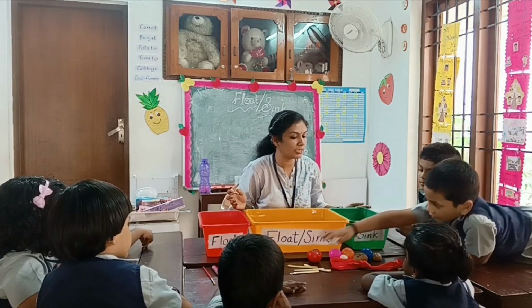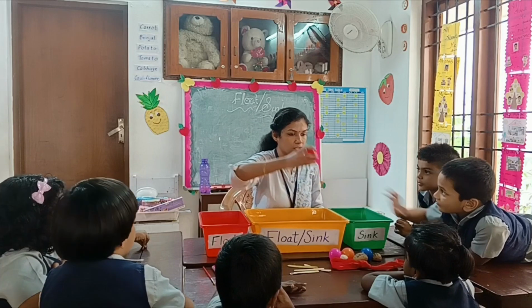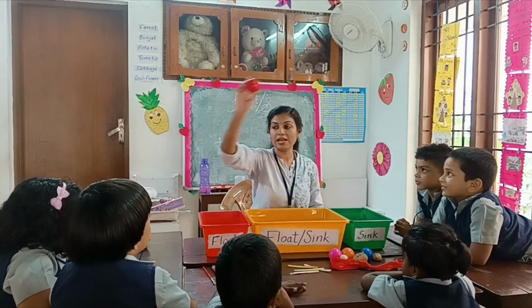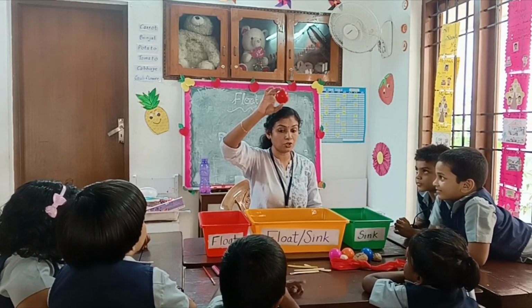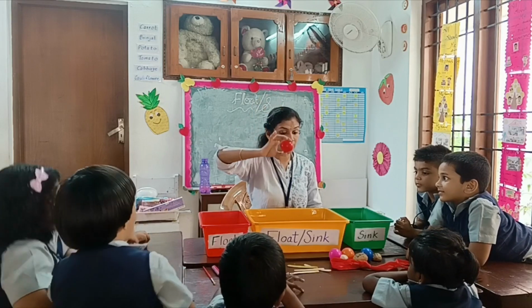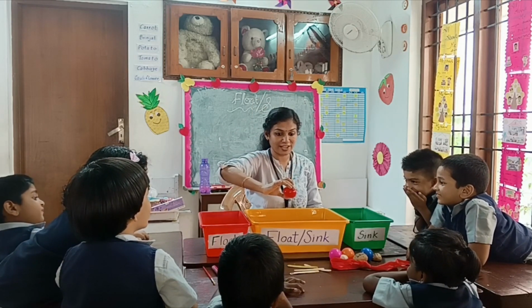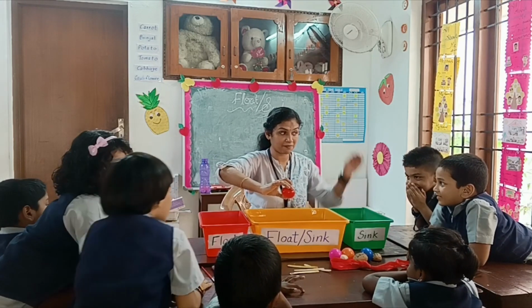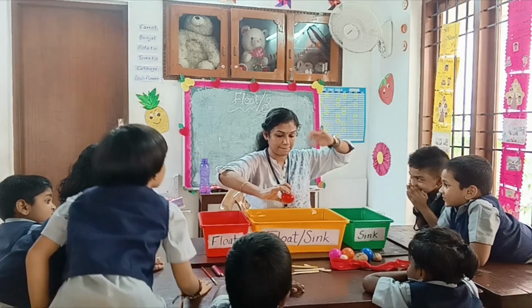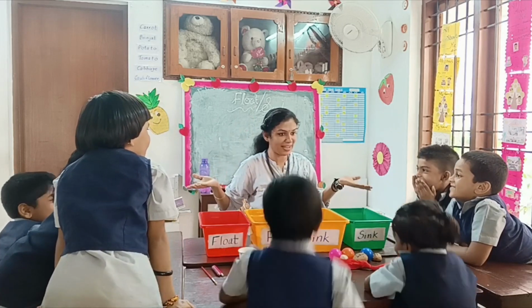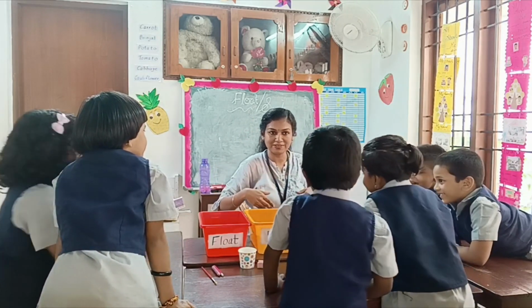Can you tell me which object I should take? Tomato. Okay. Gautam has chosen tomato. So I am going to drop this tomato in water. Slowly, children. Everybody watch carefully. And you have to say whether it goes down or stays up. What happened to the tomato? Is it up or down?